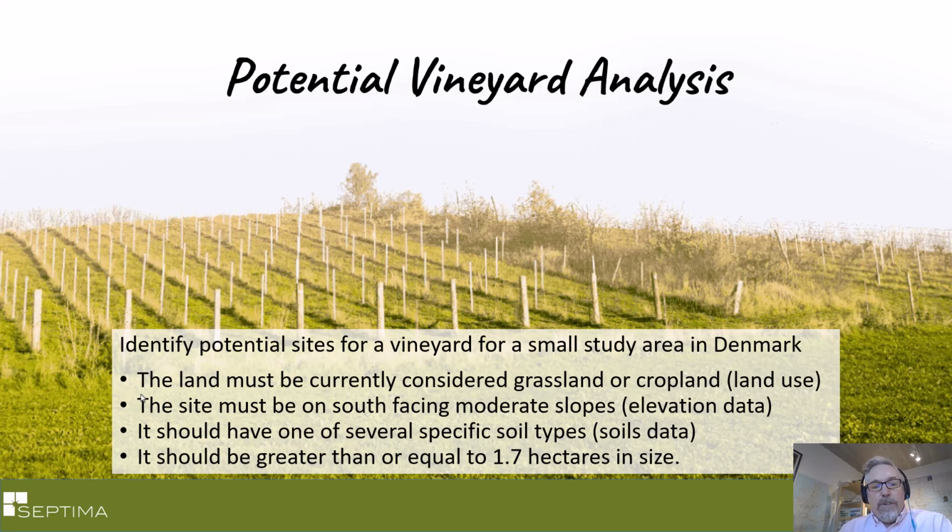The third one is that it should have one of several specific soil types. So there is a soils data set that's vector-based, has polygons, and you'll be determining suitable soils from that. And then finally, the site should be greater than or equal to 1.7 hectares. So there's a size consideration in the vineyard as well. So we're going to work with all 4 of these criteria to determine potential sites for a vineyard.